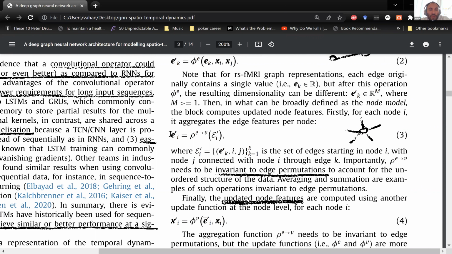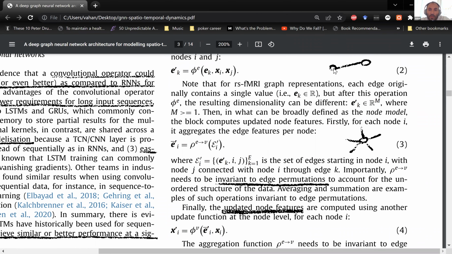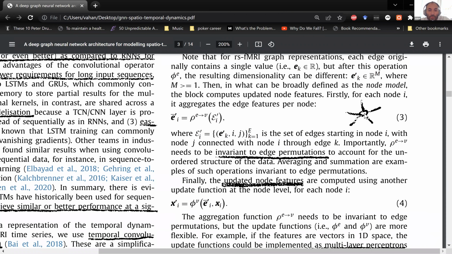When we update the edge feature, we also use this other rho function, so that when we work with an edge, we take the edge and the nodes around it. When we are working with a node, we take the node and all the edges around it as input. This big epsilon is the set of edges around the given node.